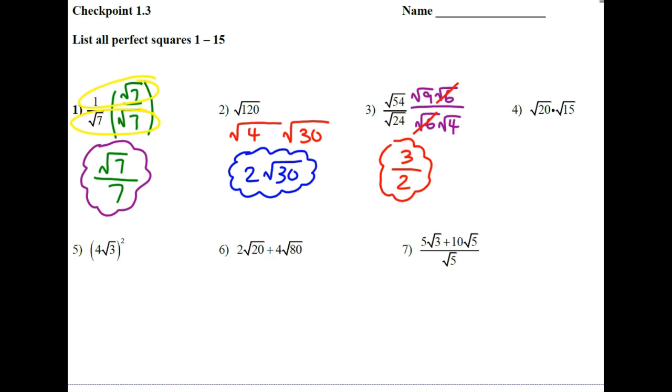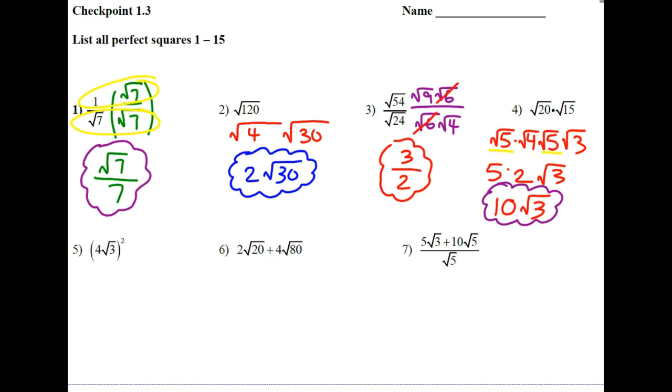Next problem, let's do the same strategy. Instead of making a big number, let's look for pairs. So let's go root 5 times root 4 times root 5 times root 3. And whoa, what do you know? We got pairs of root 5s right there. Root 5 times root 5 just turns into a 5. And root 4 turns into a 2. And a root 3 we can't do anything with. And so then we multiply those together. Don't add them, multiply them. And you get 10 root 3. Final answer. That's pretty sweet.